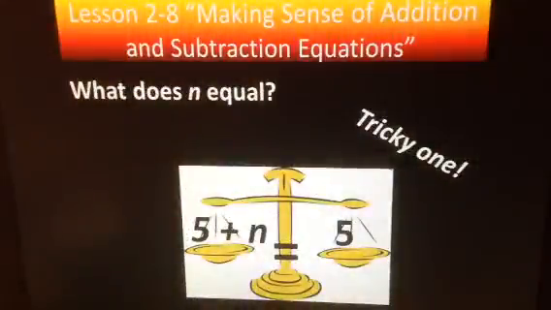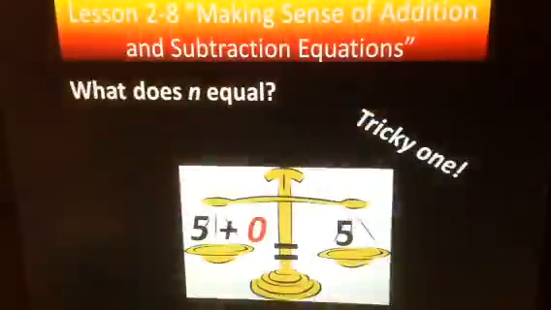Here's a tricky one. 5 plus something equals 5. My students got this pretty quick today. 5 plus 0 equals 5.